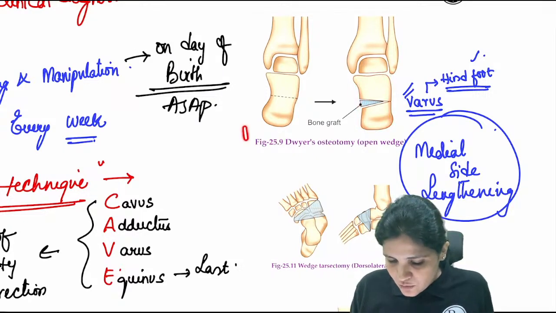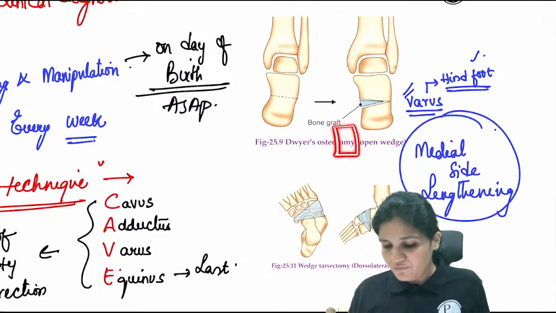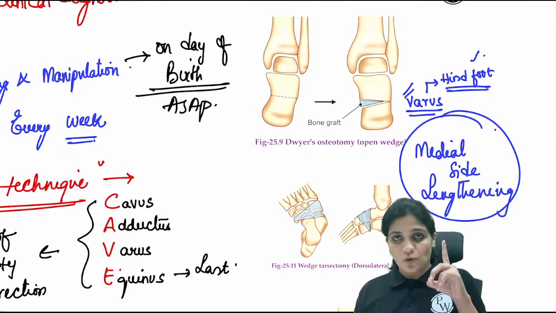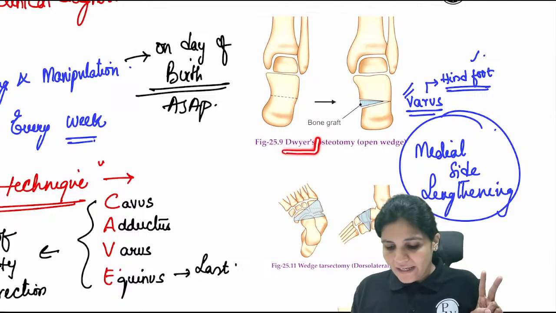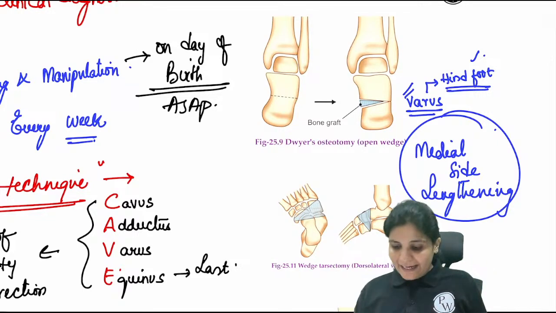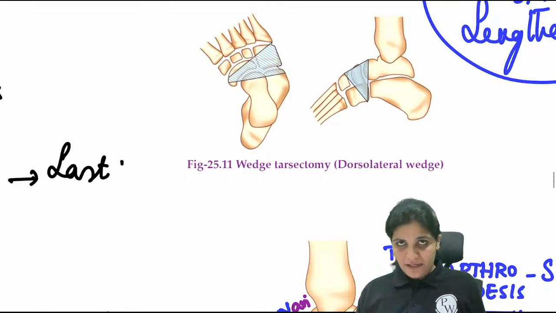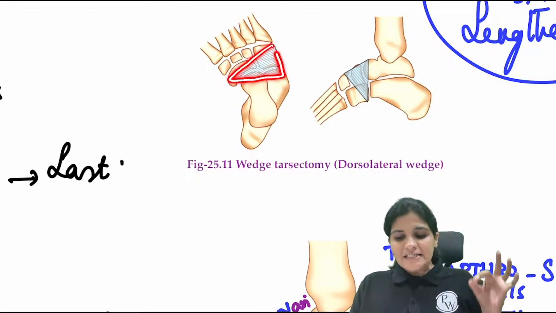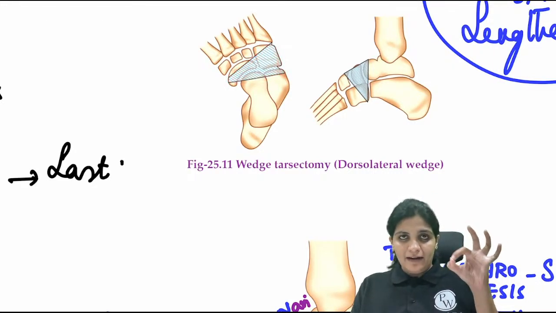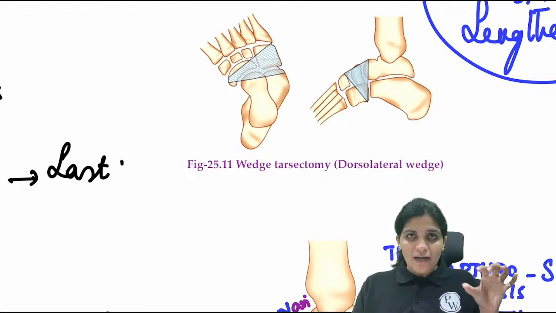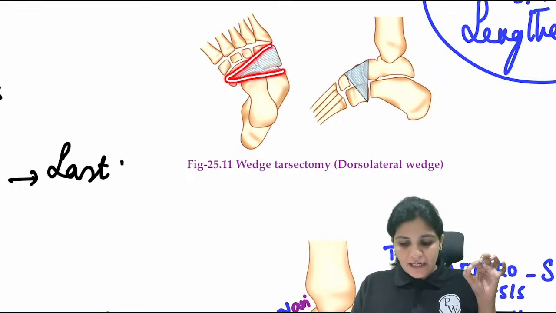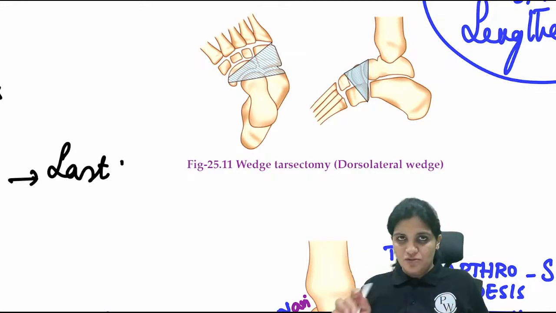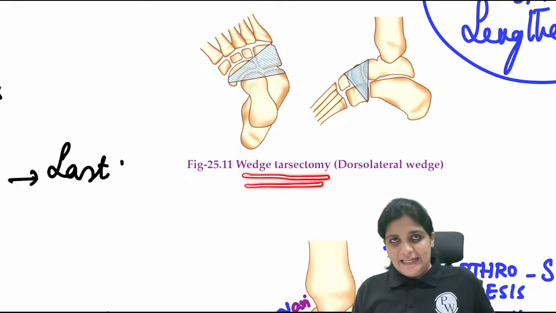Now it was like this. This was shortened, this was lengthened like this. Now what we have done is make it flat. That is the first one, the varus osteotomy. The name given to it is Dwyer's osteotomy, right? The second one is wedge tarsectomy, a wedge-shaped removal of tarsal bones. So these are the tarsal bones. Again, you always target the navicular and the cuboid. So with the navicular and cuboid involved, you remove a wedge-shaped part to make the foot straight. That is called wedge tarsectomy, right?